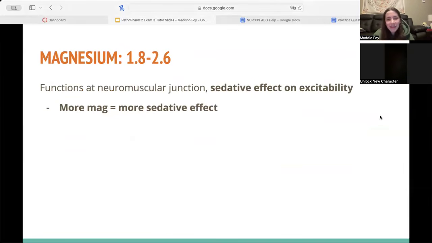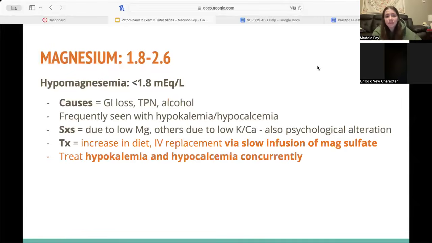This is magnesium. Magnesium functions at the neuromuscular junction and has a sedative effect on excitability. And in more simple terms, the more magnesium you have, the more sedation you have. And I think you guys are in maternal infant right now. If I'm wrong, I'm sorry. But you talk about this a decent amount with the administration of mag sulfate. But yeah, more mag, more sedation. And that's going to help you understand those signs and symptoms a little bit better.